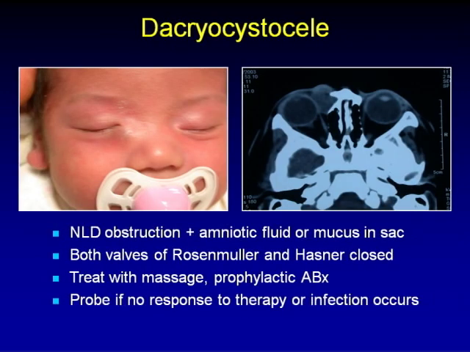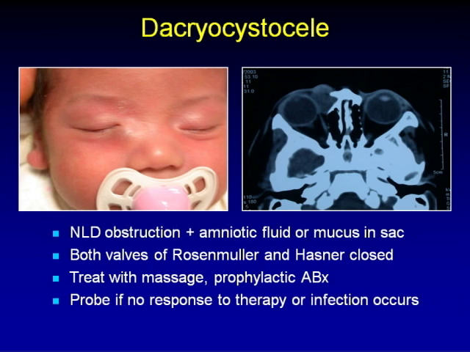A dacryocystocele is basically closure at the valve of Rosenmuller and the valve of Hasner. So you have closure of the lacrimal sac and there's some retained amniotic fluid or mucus in there. Usually both of these valves open spontaneously, and you just need to treat the patients with warm compress, massage, maybe prophylactic antibiotics to get them through the acute period until the system canalizes normally.